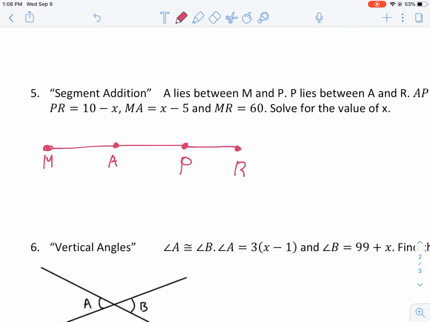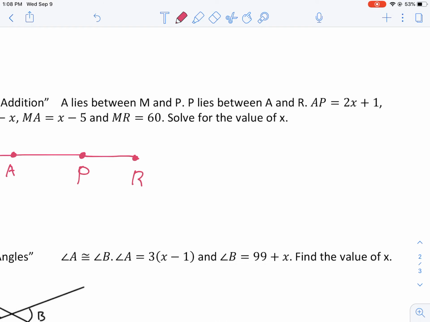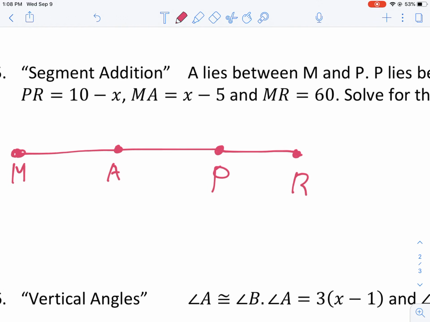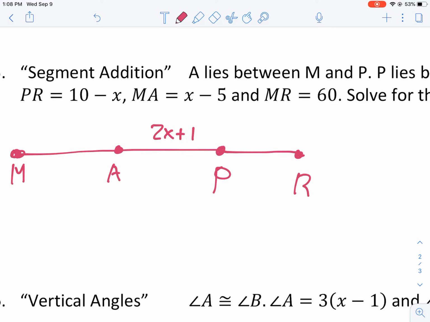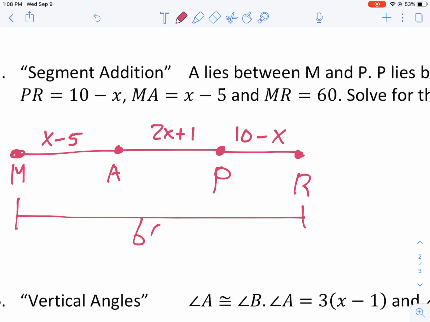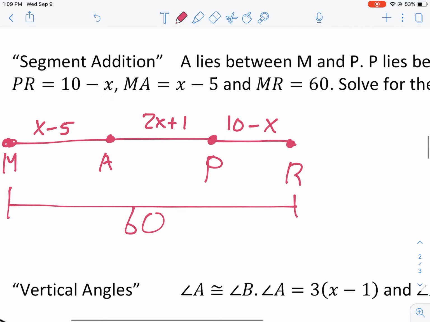So we actually have 4 things going on here. They tell us AP is 2x plus 1. PR is 10 minus x. MA is x minus 5. And MR is 60. So this doesn't change just because we have 3 parts. It's still all the parts added together to equal the whole. MA, this distance, plus this distance, plus this distance needs to equal 60. So we're going to have a pretty big equation here, but that's okay.